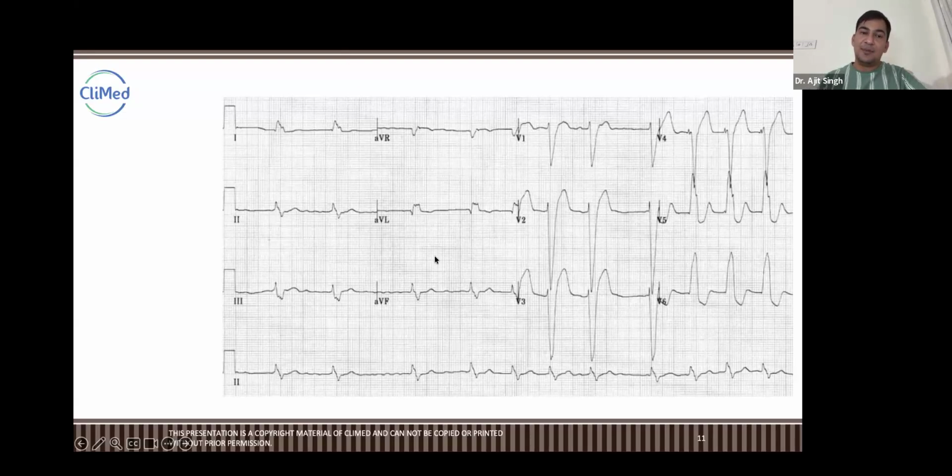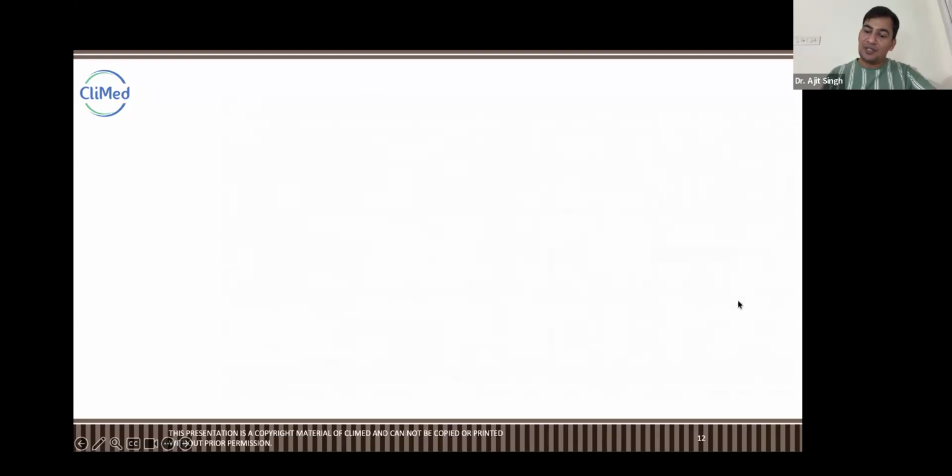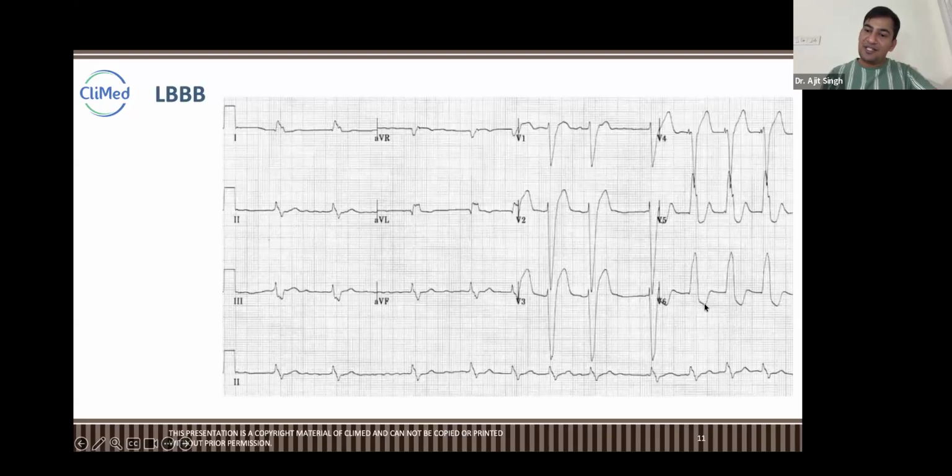This is LBBB. You can see it starts with W. This is not M. This is W. And here, look at V6. This is M, not W. At V6, if you check, this is M. From here it is like this, okay.